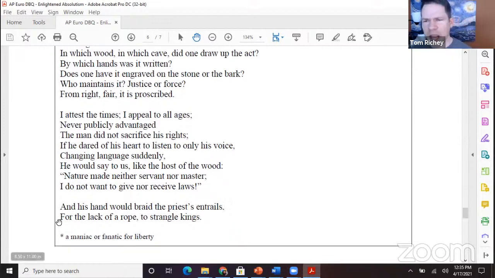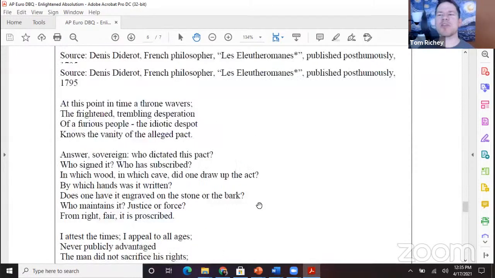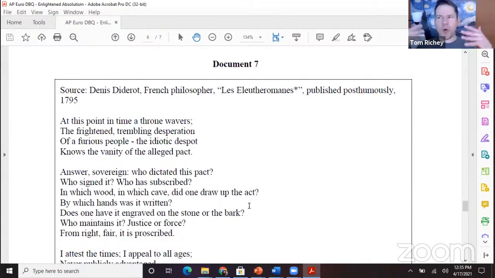All right. And his hand would braid the priest's entrails for the lack of a rope to strangle kings. Now, when we look at this, this is a great buddy for Montesquieu. Now, I'm walking you through it, so it takes me longer to explain it than it would for you to do it. But watch this.